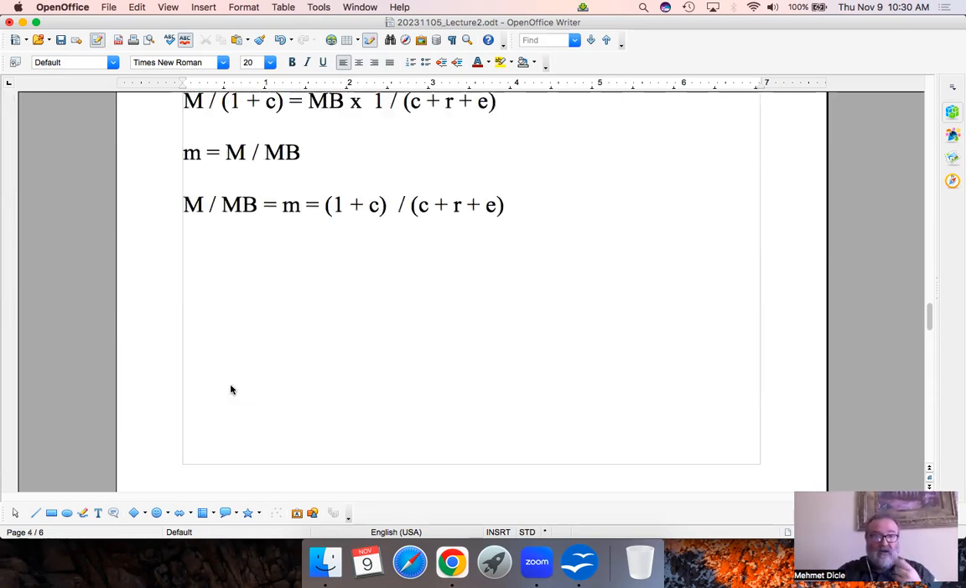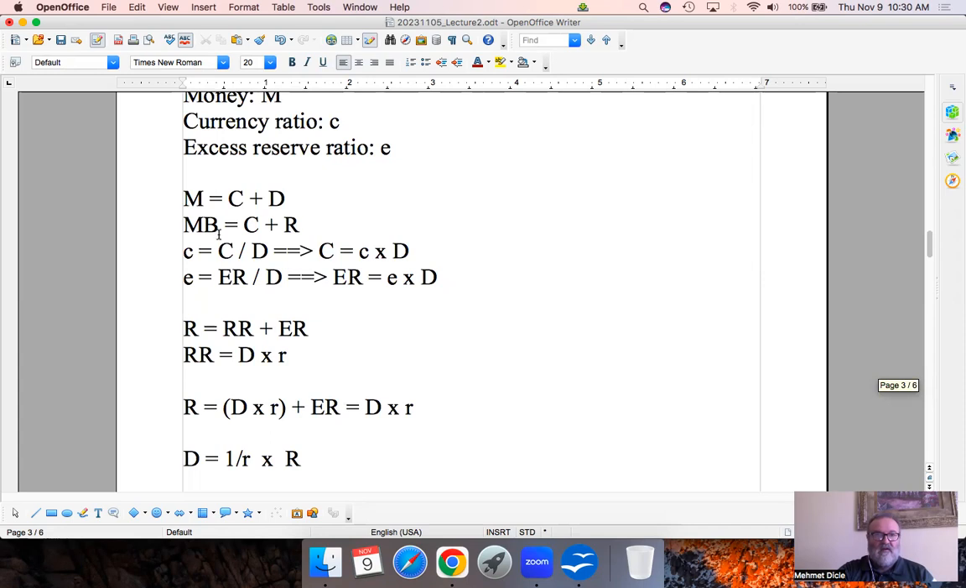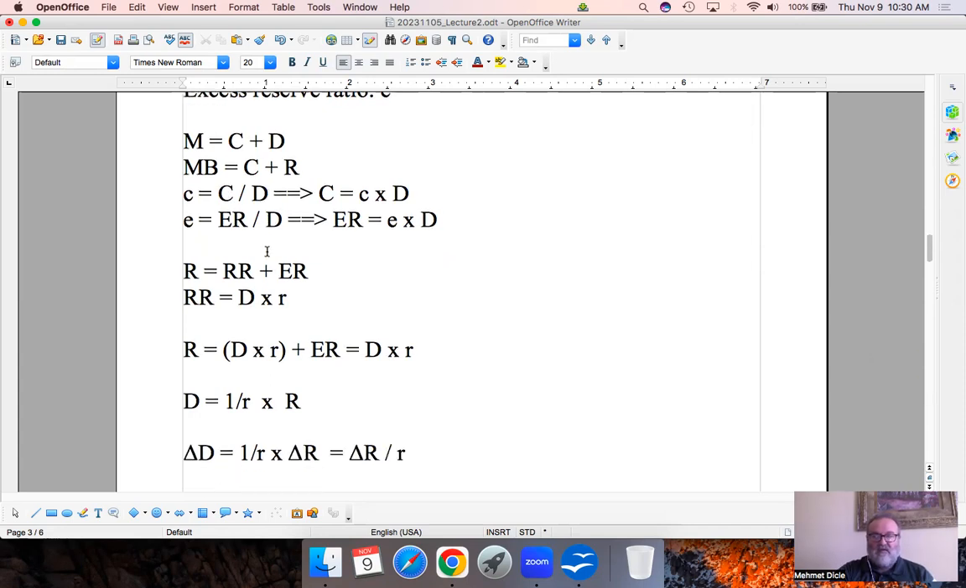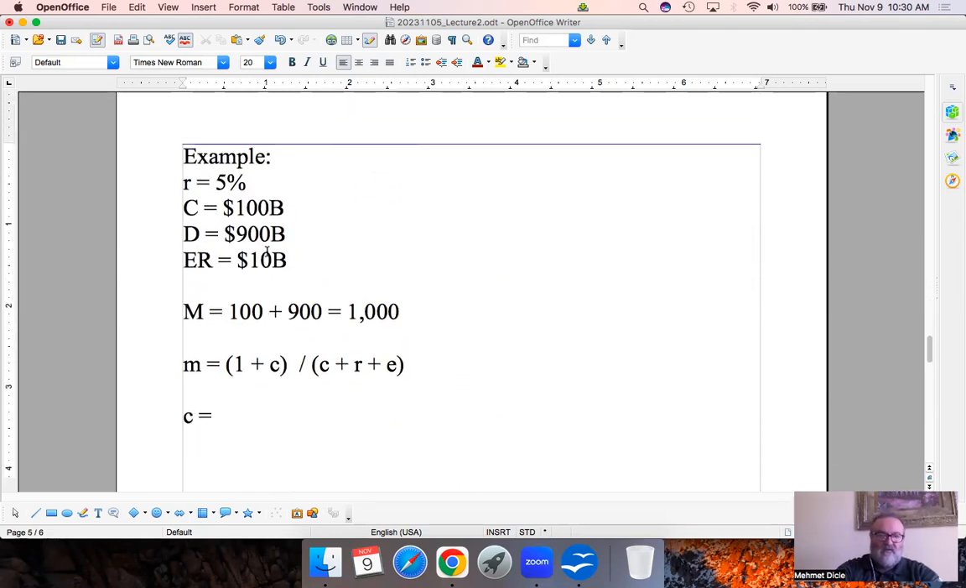C is, let's go back, let's take a look. The C is, in fact, let's go all the way up. C is currency divided by deposits, right? So let's plug that in. The currency is 100 divided by deposits, so it is 1/9, right? 1/9. And then we need the E, that's the excess reserves divided by the deposits. So the excess reserve is 10 divided by 900.